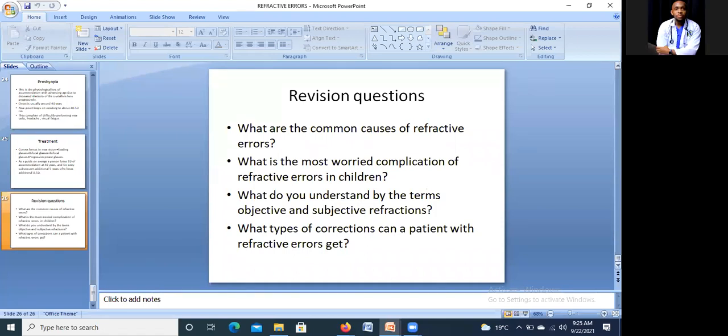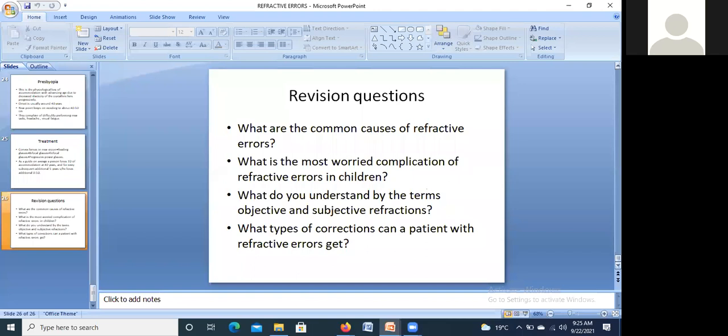Thank you, Doctor. My question is in relation to astigmatism. We talked about regular astigmatism in the treatment. How different are the cylindrical lenses from the convex or concave lenses which are commonly used?